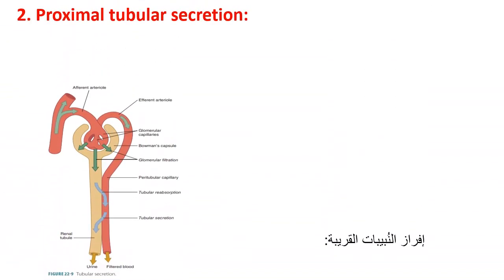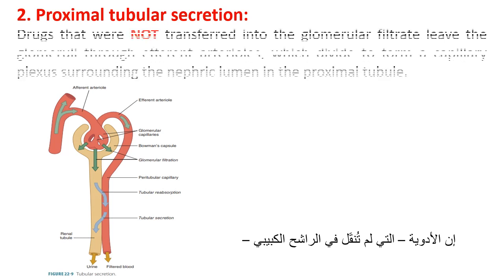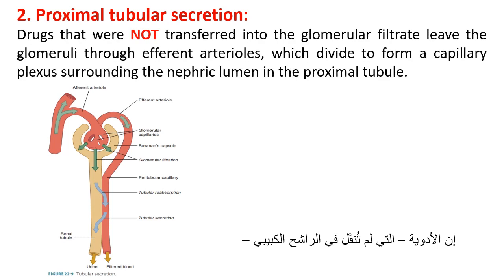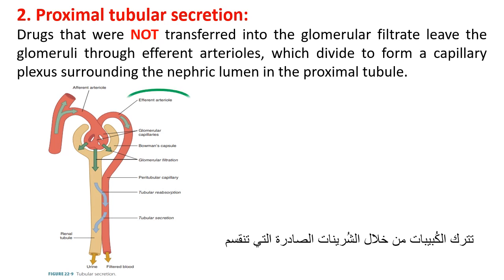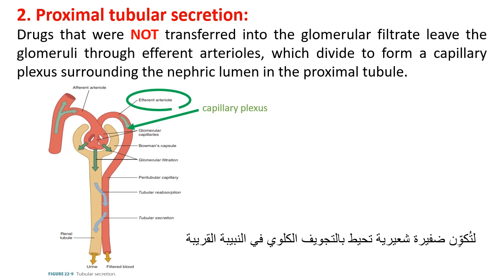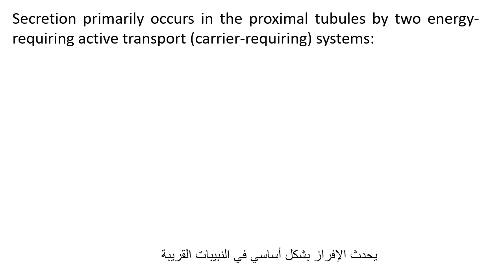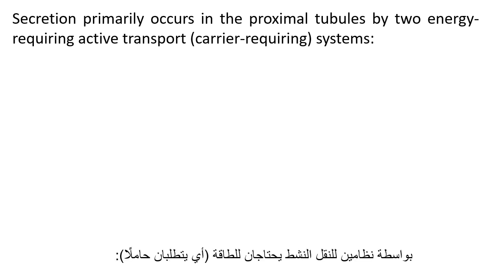Proximal tubular secretion. Drugs that were not transferred into the glomerular filtrate leave the glomeruli through afferent arterioles, which divide to form a capillary plexus surrounding the nephric lumen in the proximal tubule. Secretion primarily occurs in the proximal tubules by two energy-requiring active transport, carrier-requiring systems.